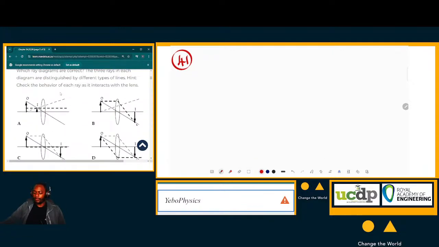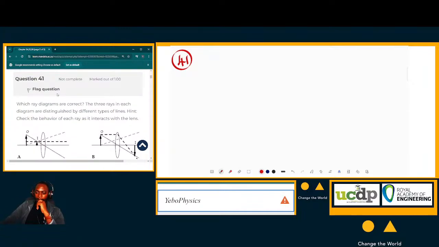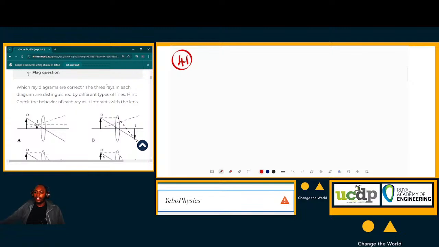Question 41 reads: which ray diagrams are correct? The 3 rays in each diagram are distinguished by different types of lines. Hint: check the behavior of each ray as it interacts with the lens. Remember, a lens will always refract rays, except when the light ray is passing through the optical center.